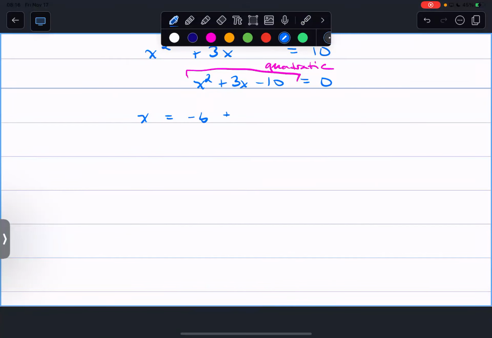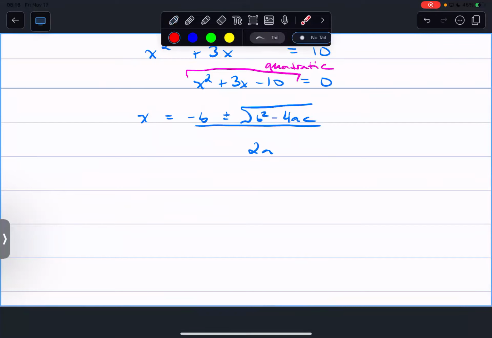x is -b plus minus the square root of b squared minus 4ac divided by 2a. I haven't even checked to see if I can figure out what adds to 3 and multiplies to -10. I don't even bother because I'm not good at it. Maybe because I refuse to practice. If you've got the gift, but I don't. So I just use the quadratic formula always.